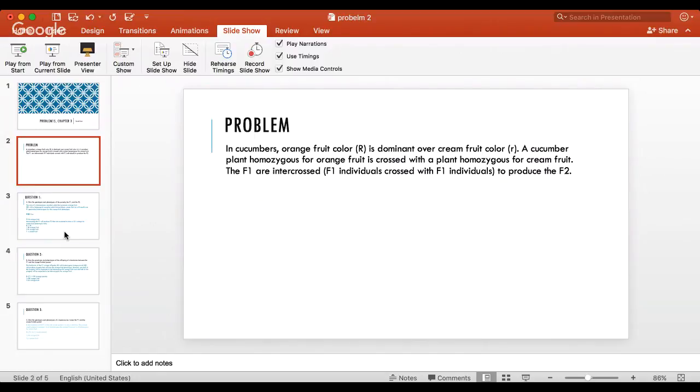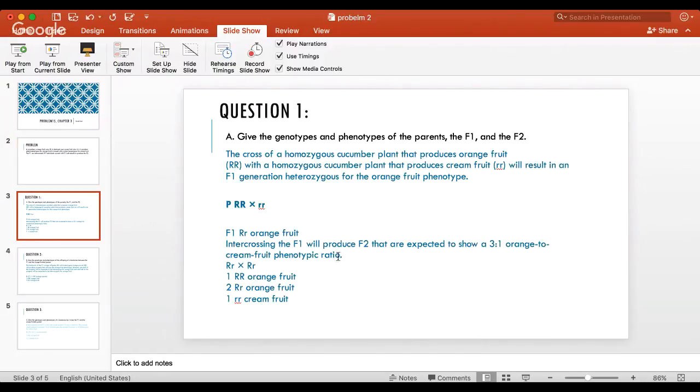So part 1 of this problem is: give the genotype and phenotype of the parents, the F1 and the F2. Okay, so the cross of a homozygous cucumber plant that produces orange fruit, so that'd be 2 R's, with a homozygous cucumber plant that produces little r's will produce an F1 generation heterozygous for the orange fruit. That's because orange is dominant over cream. So the parent I have in bold right here would be 2 big R's and 2 little r's.